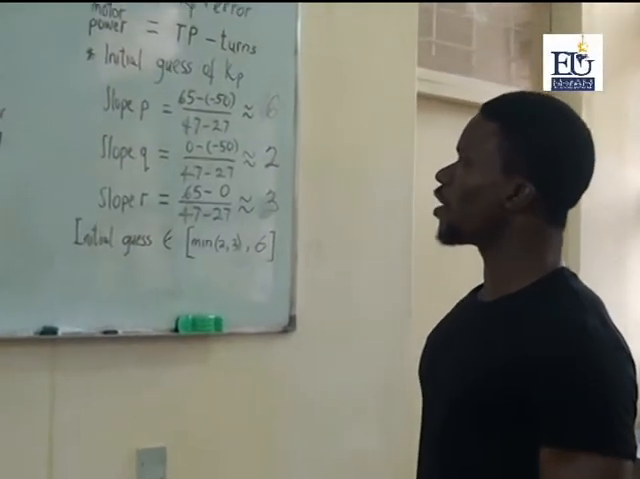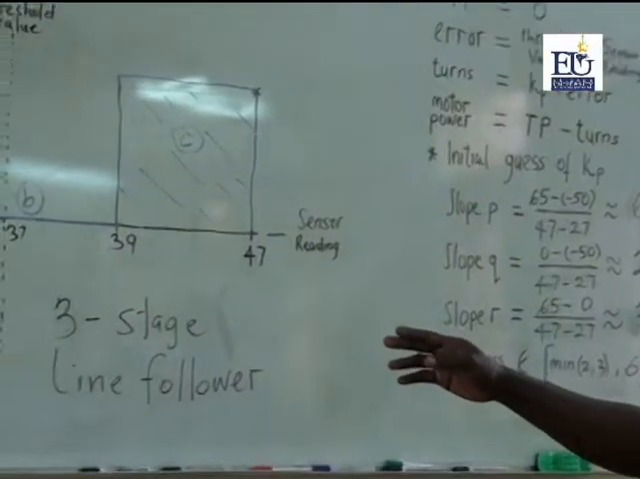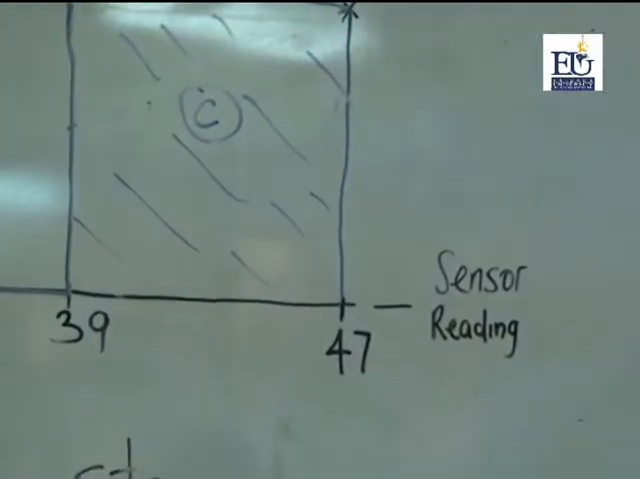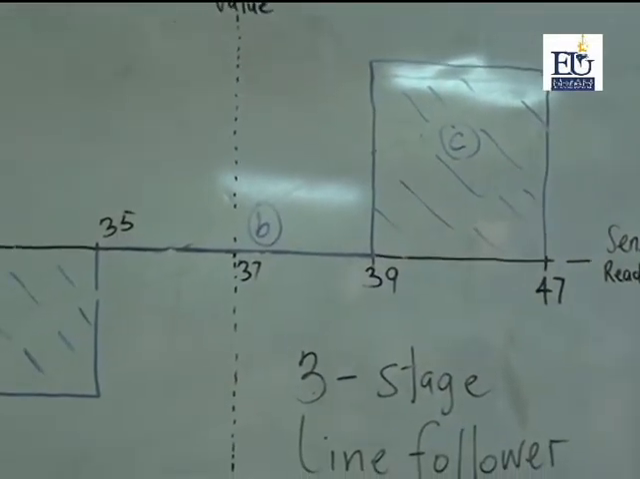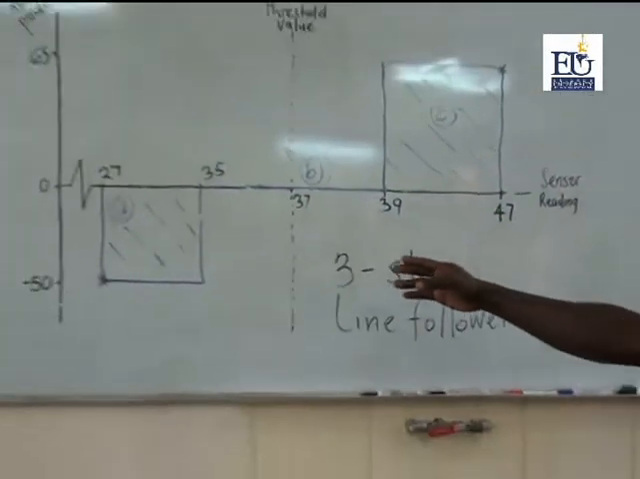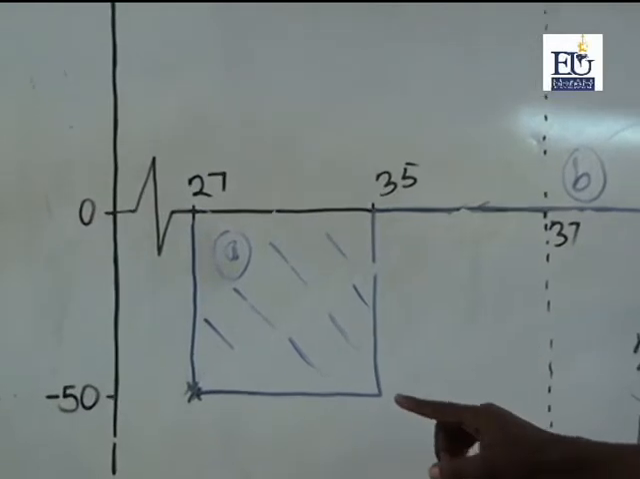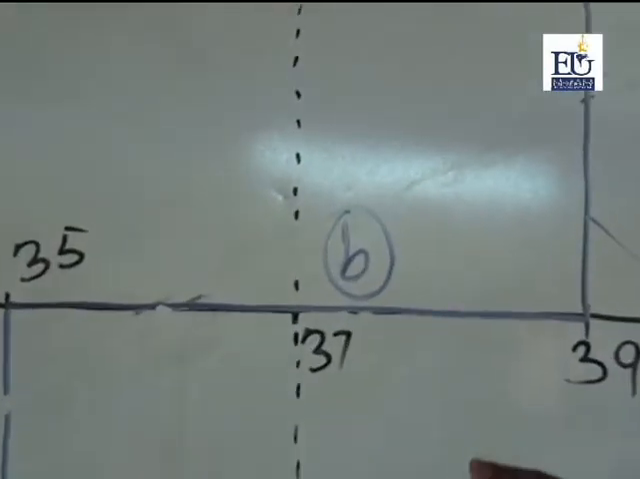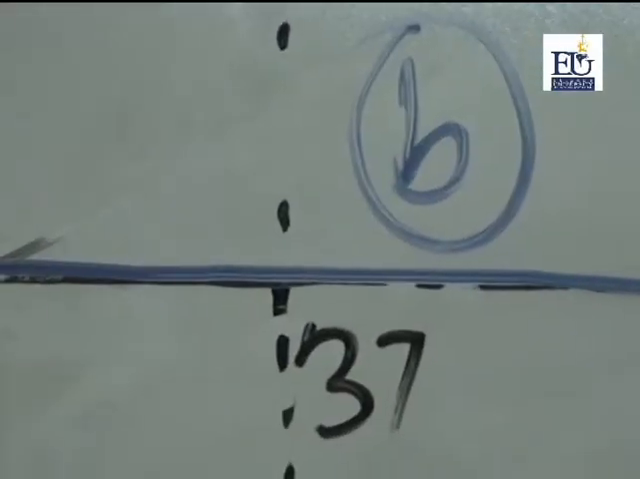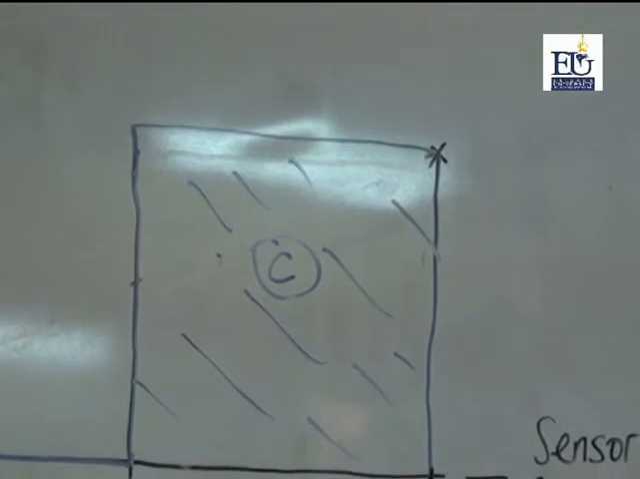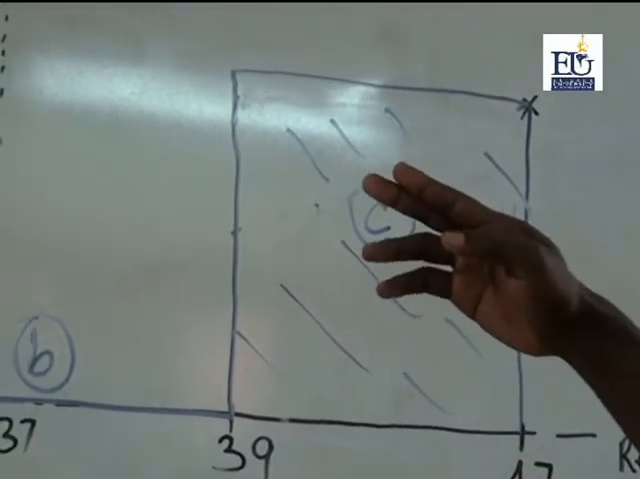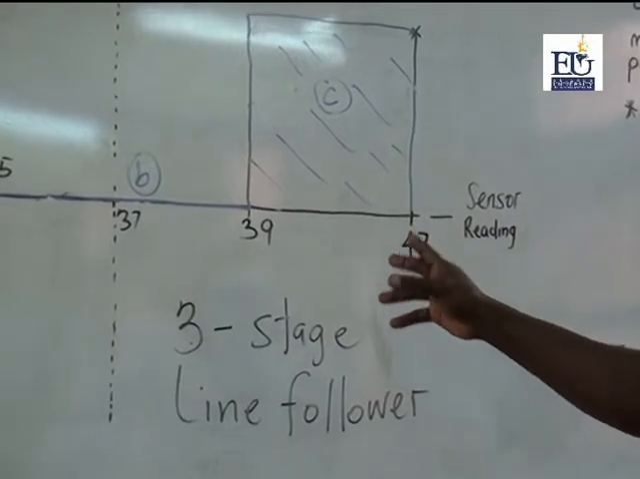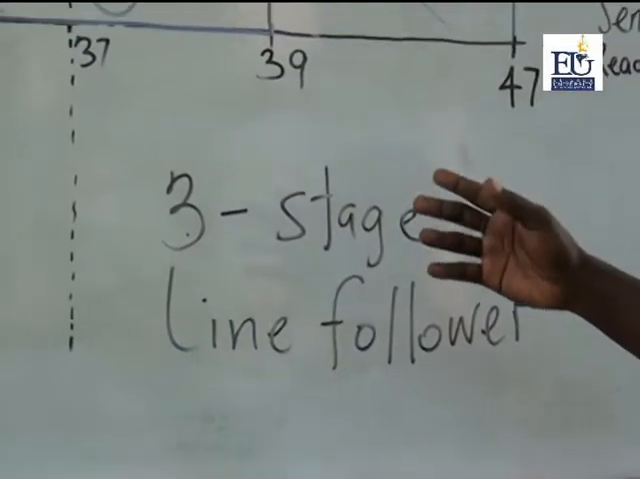In this three-stage line follower diagram, it involves three stages labeled A, B, and C. What it does is that three different values are sent to the corresponding motors. In stage 1, labeled A here, a value of -50 is sent to the corresponding motor. In stage 2, labeled B, the value of 0 is sent to the corresponding motor. Also in stage 3, which is the final stage, labeled C, a value of 65 is sent to the corresponding motors. As expected, unlike the two-stage line follower, this three-stage line follower algorithm should give better tracking.